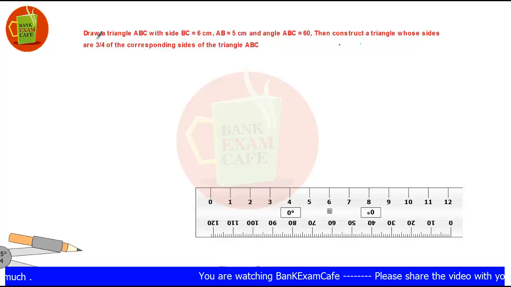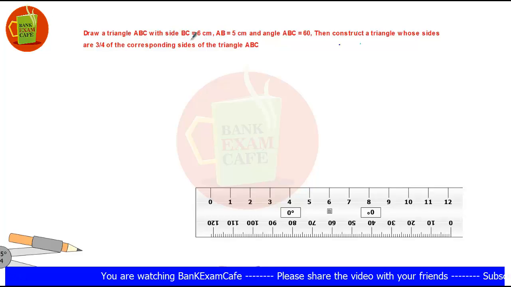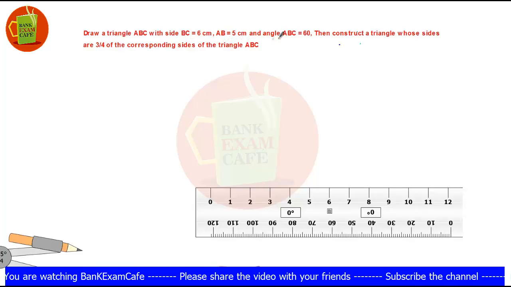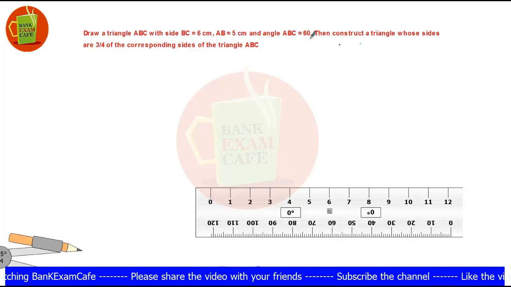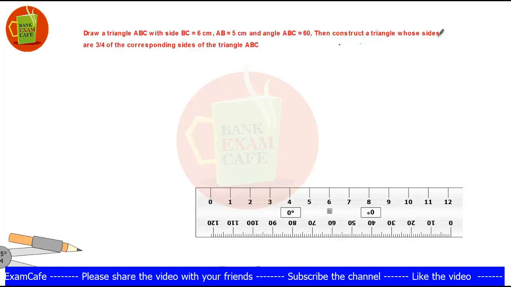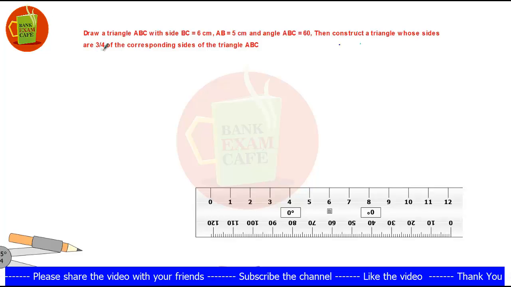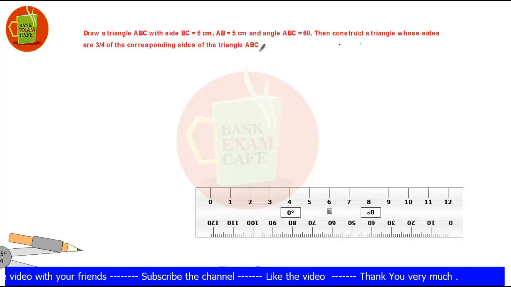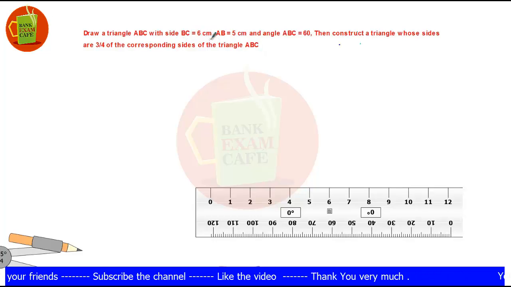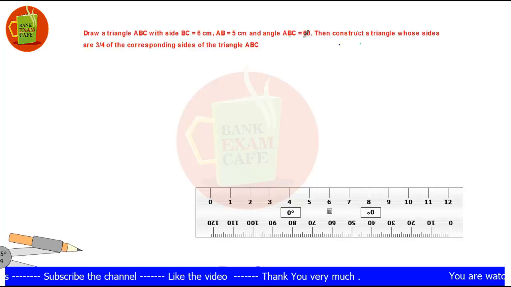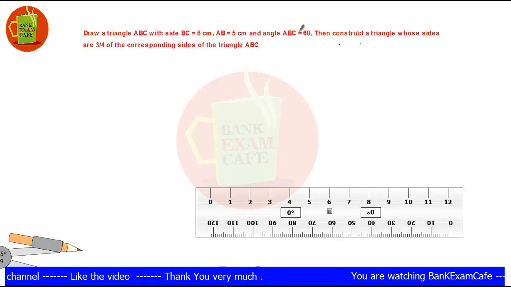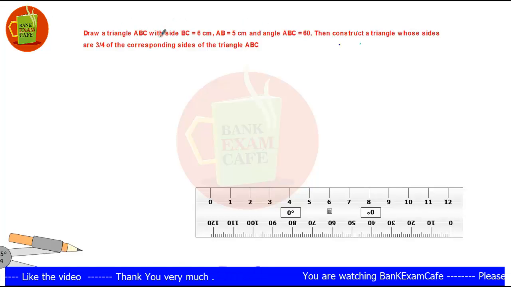Now the next question is, draw a triangle ABC with side BC equal to 6 cm, AB equal to 5 cm and angle ABC equal to 60 degrees, then construct a triangle whose sides are 3 by 4 of the corresponding sides of the triangle ABC. Now here the two sides are given and one angle ABC is given at 60 degrees, and we have to construct a triangle ABC first.